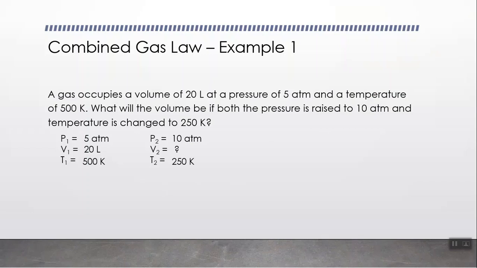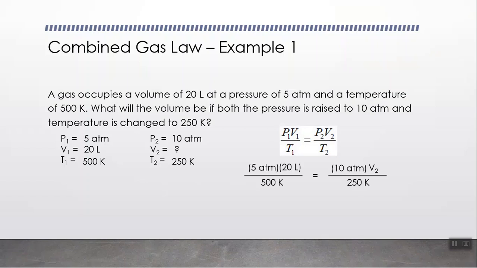So now that we have everything, we want to go ahead and plug it into our formula. So you would have something like this once you plug everything in. Now we're trying to solve for volume 2, okay? And do you remember how to solve for this variable when it's set up like this? You have to think back to your algebra class. If you said cross multiply, that's exactly what we're going to do. So we're going to cross multiply. And once you cross multiply, you're going to set up your problem like this. 5 times 20 times 250 is equal to 500 times 10 times V2. And you can replace that V2 with X. That's completely up to you.